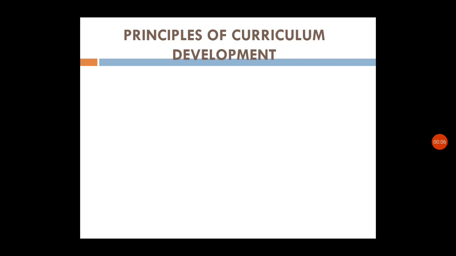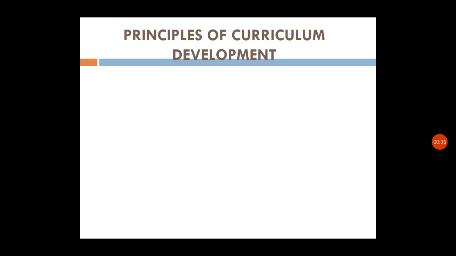We were discussing the second unit, curriculum. In detail, we have already seen the definition, meaning of curriculum, concepts of curriculum, types of curriculum, levels of curriculum planning, and also the factors influencing curriculum development. So now we can see the principles of curriculum development. What are the principles we have to keep in mind when we are preparing the curriculum?